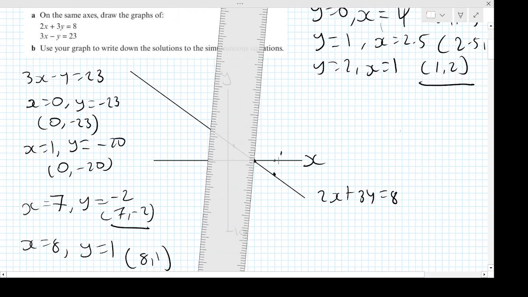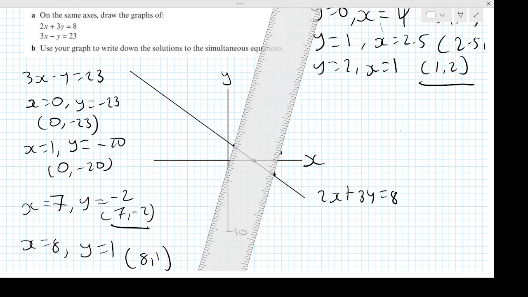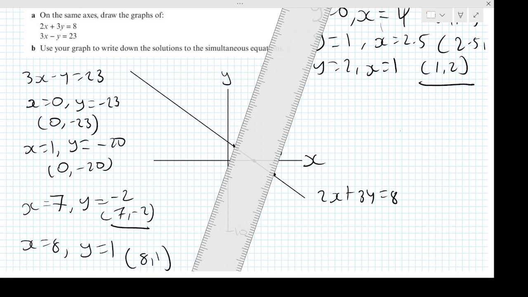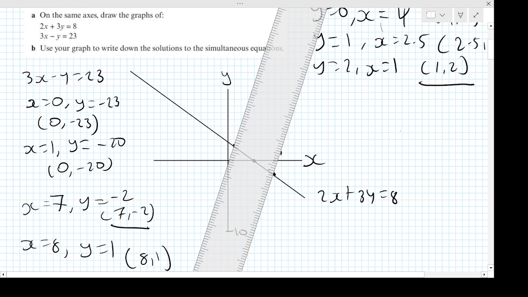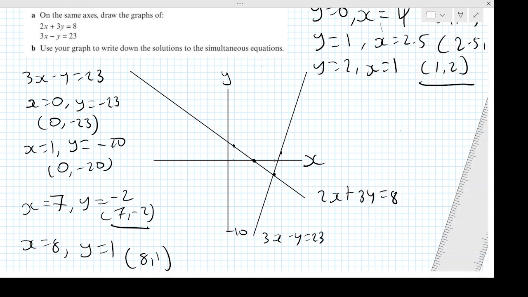Back to normal. So let's rotate this ruler. I'm going to line it up to go through the 2 points. There we are. So I'm going to draw the line there, connecting those 2 points. And then that will give me the line 3x minus y is 23. Cool. So then that's part A.